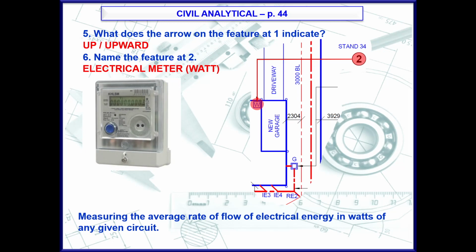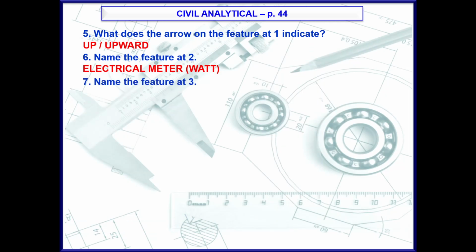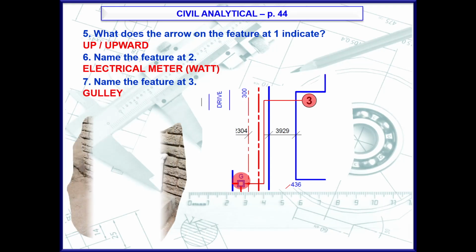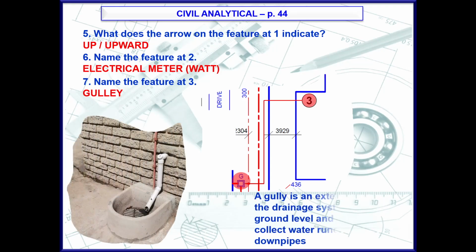The purpose of a watt meter is to measure the average rate of flow of electrical energy in watts in any given circuit. Question 7, name the feature at 3. Once again, we need to locate 3, and we can see it points to a G that is outside of a double square, and that will be a gully. Look at a real-life example of a gully. A gully is an external part of a drainage system placed at ground level and designed to collect water runoff from downpipes.